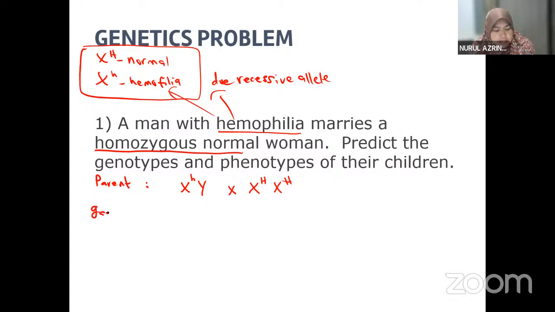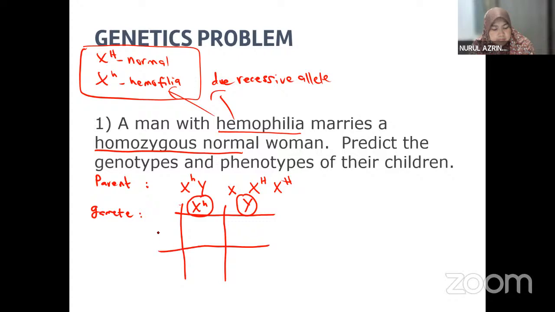So now let's go and look at the gamete. Kita buat Punnett square lah this time around. So apa aku buat ni? X small h bulatkan. Y bulatkan. Yang ni X capital H. X capital H. Bulatkan. So, next. Masukkanlah. Put the dominant allele in front. X.